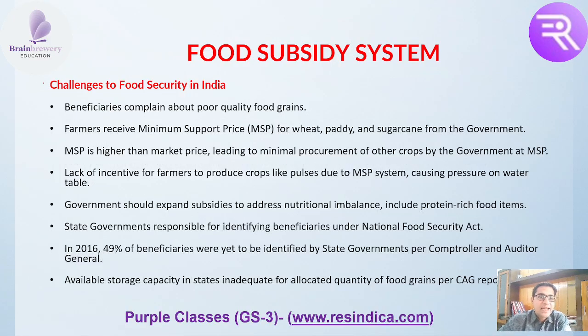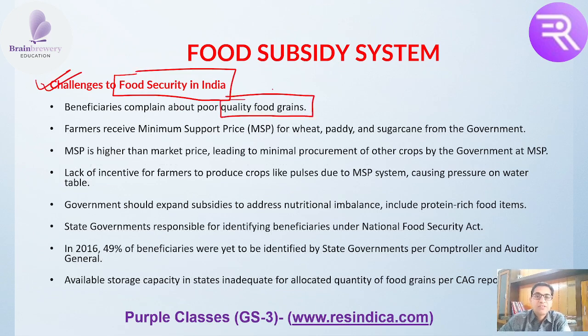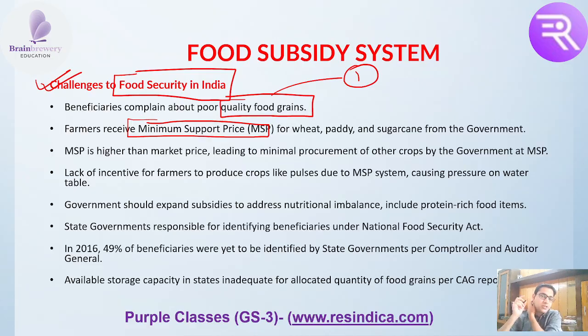So what are the challenges that we face in food security of India? Beneficiaries complain about poor quality food grain. Obviously this is one challenge, that beneficiaries do not get good quality food grain. Then minimum support price is only for certain crops, and that is why there is a bias towards certain types of crops, that people are producing more and more wheat, rice and various other things just because they are getting proper MSP for that.